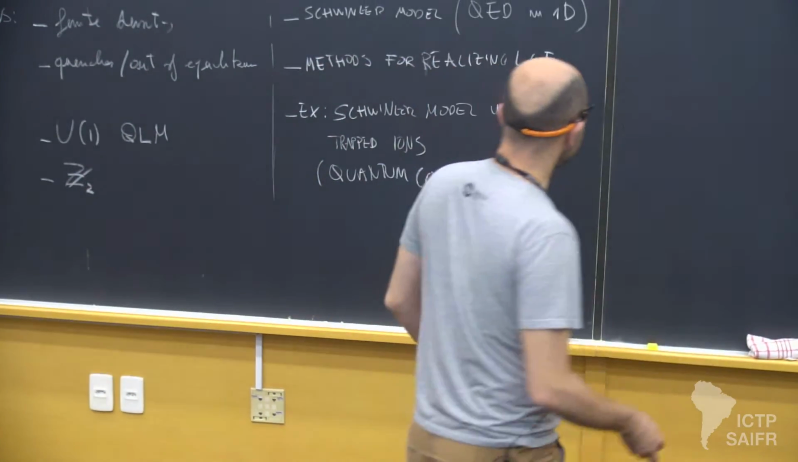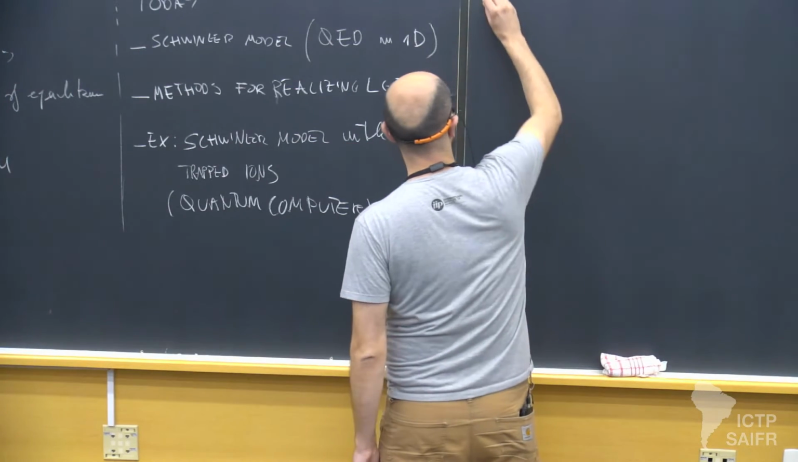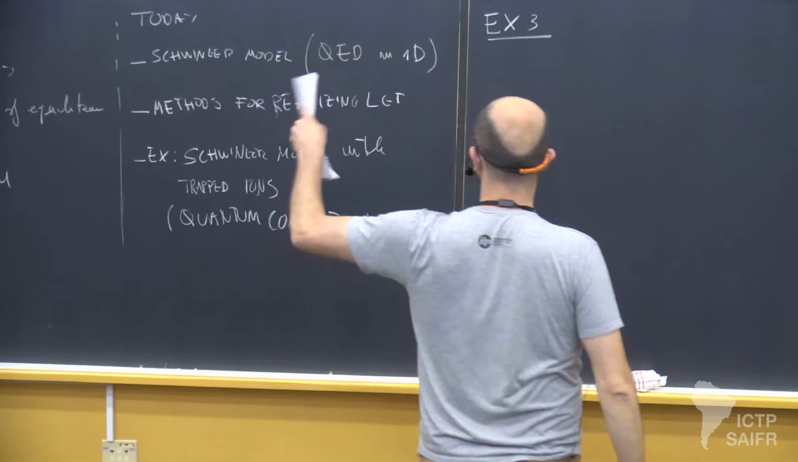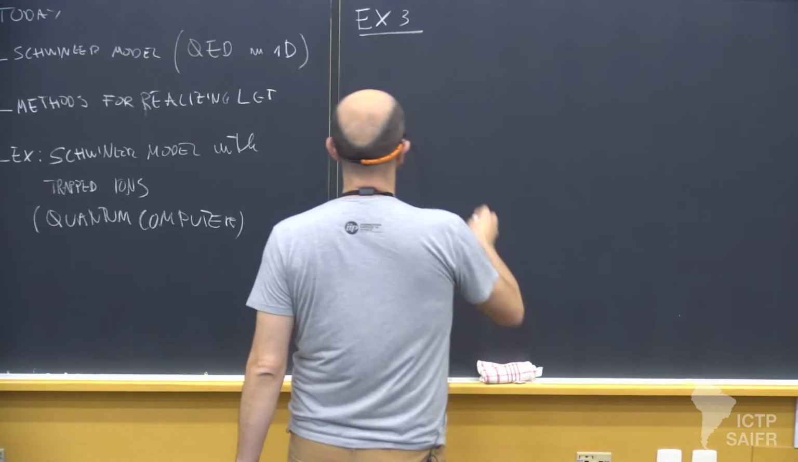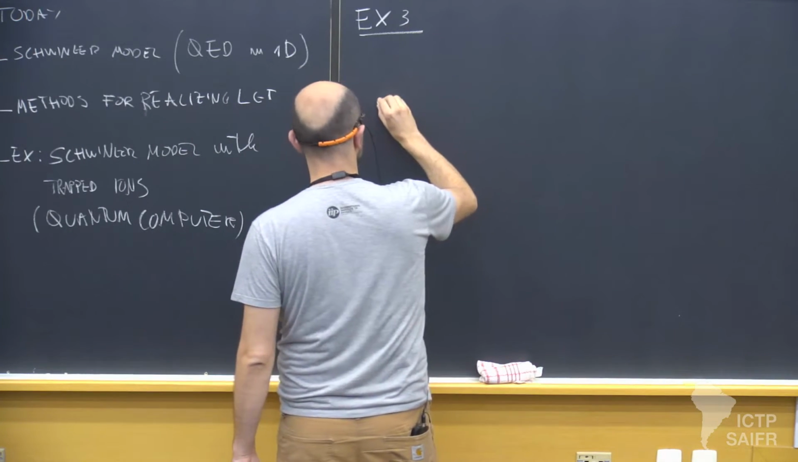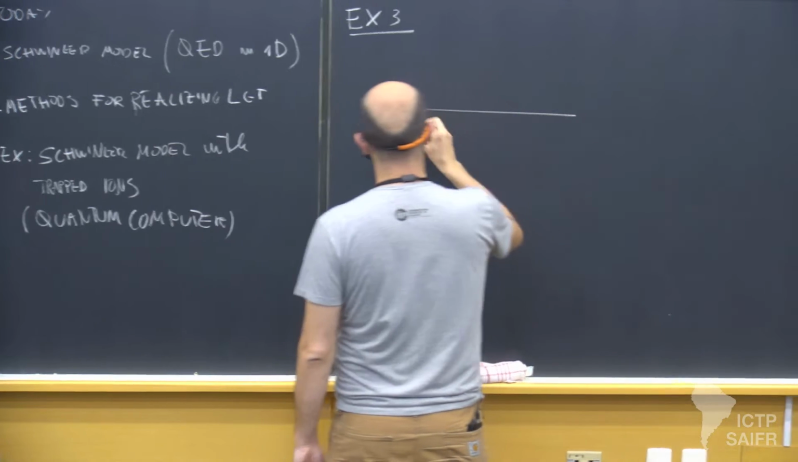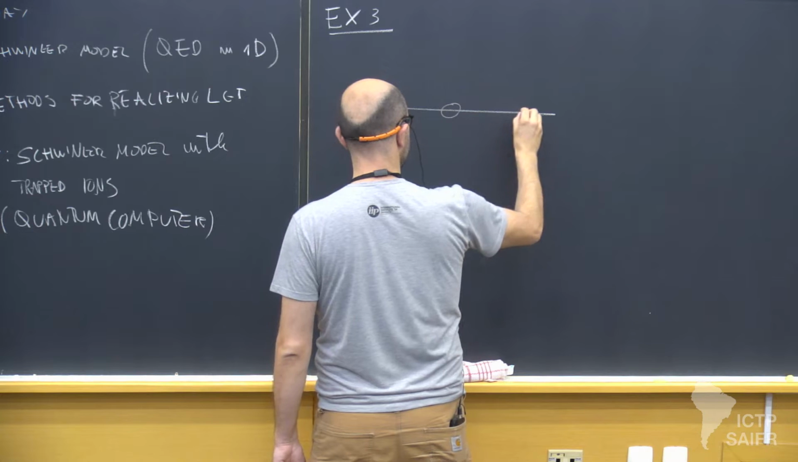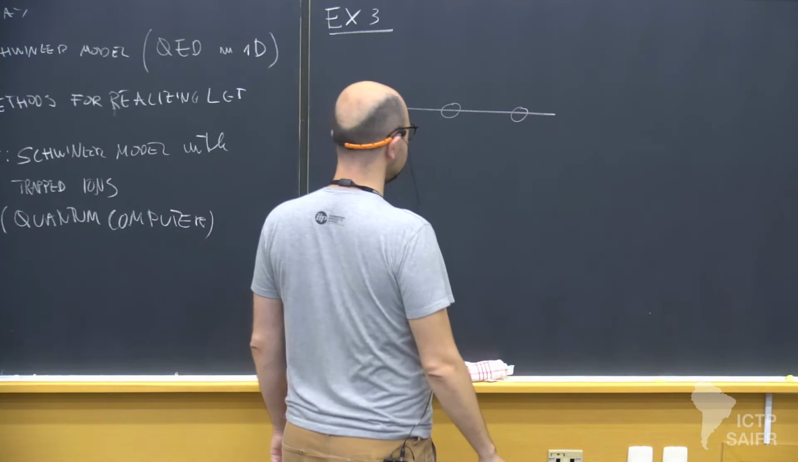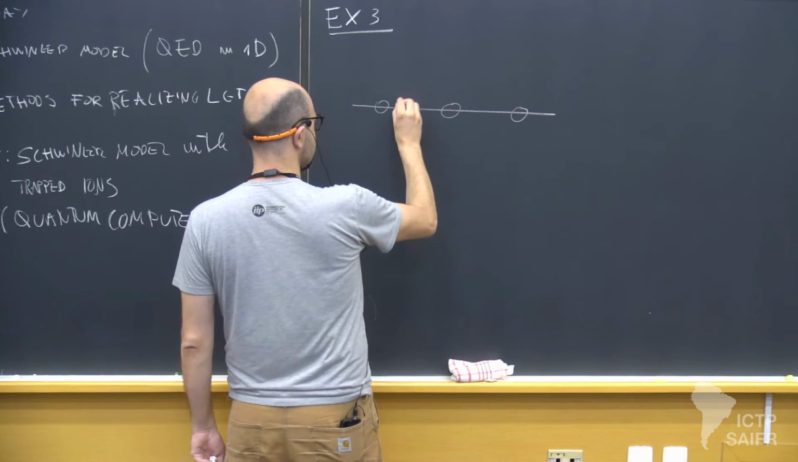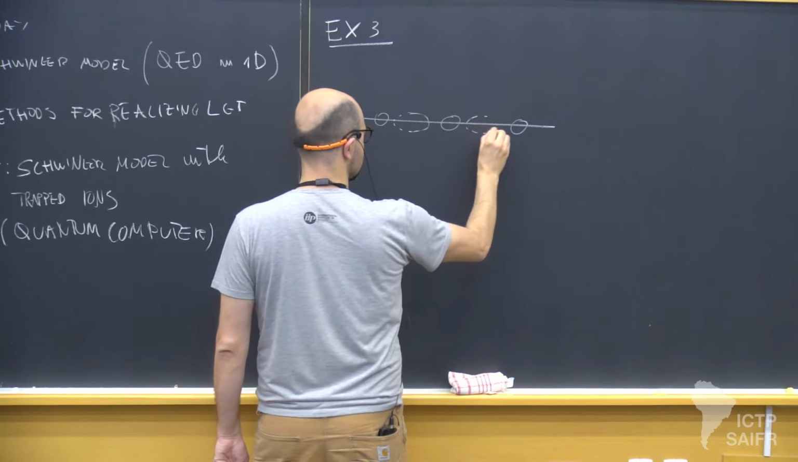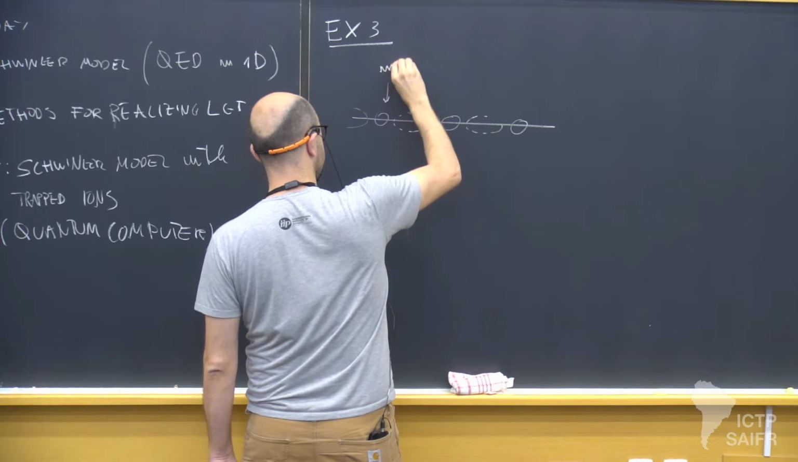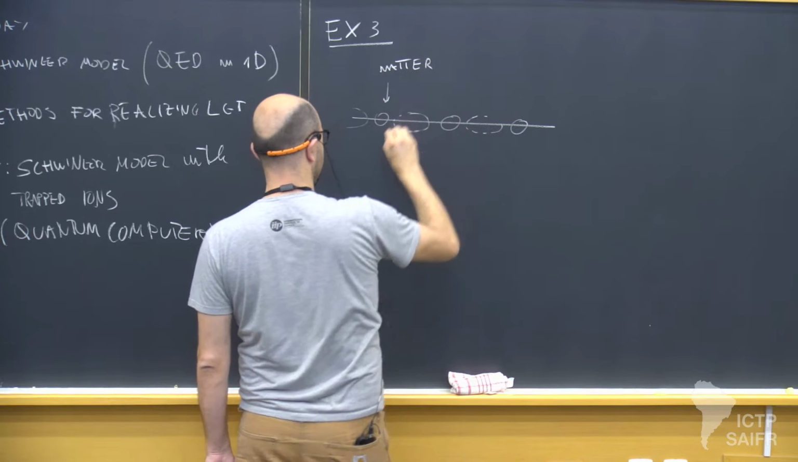So we start with the Schwinger model. This was our example number 3. We had the 2 first. The Schwinger model requires us to have a spatial lattice, which is now one-dimensional. And on this spatial lattice, we do the following. We will put matter fields on the vertices, and then gauge fields on the bonds. Okay, this is matter. This is gauge.